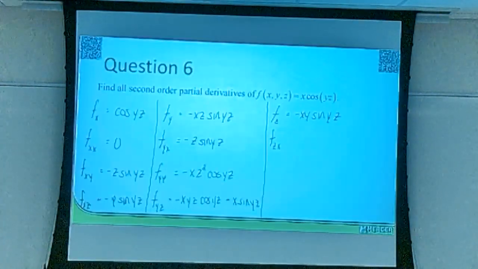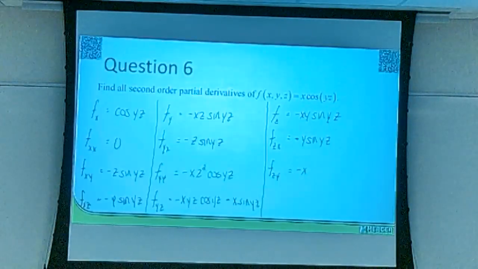All right, so look at now the partial with respect to z, do it with respect to x. What do you get? Negative y sine of y z. With respect to y, negative x z sine of y z. Or, no, negative x y... sine y z.